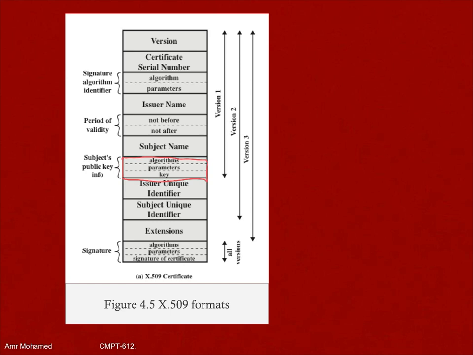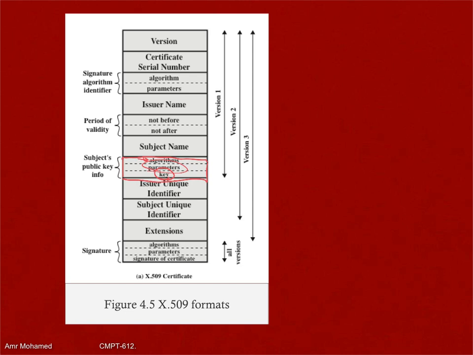This is Bob's public key. And here, this is the actual public key in plain text. And this is the algorithm that has been used for that public key. Could be RSA, could be Diffie-Hellman, could be elliptic curve, could be anything, right? And these are parameters. These parameters are required to be used by the algorithm.